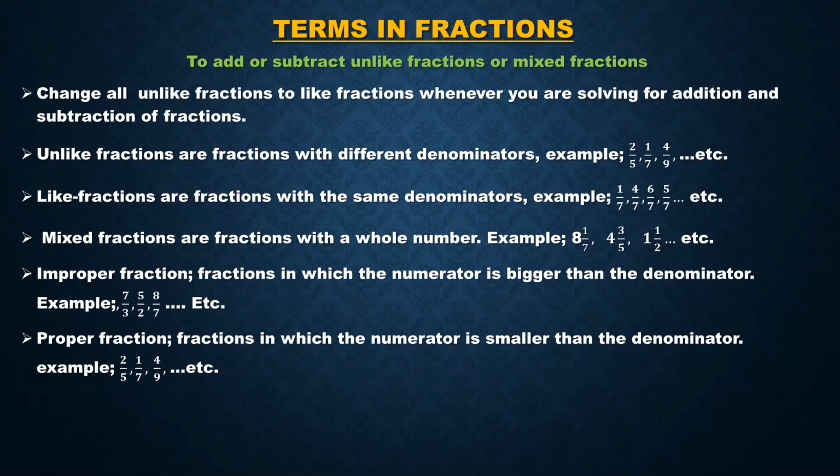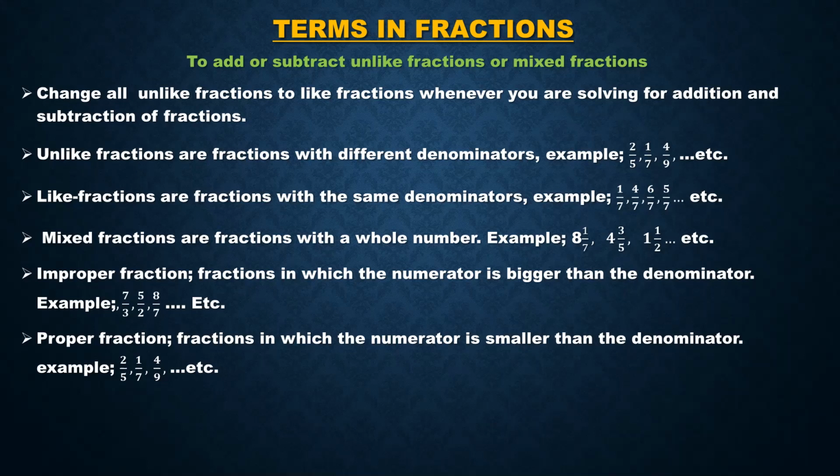Like fractions are fractions with the same denominator, which means that they are in the same group, okay? Here, the denominators are 7, 7. Examples are 1/7, 4/7, 6/7, 5/7. Obviously 7, 7, 7 are the denominators here. So they are like fractions.